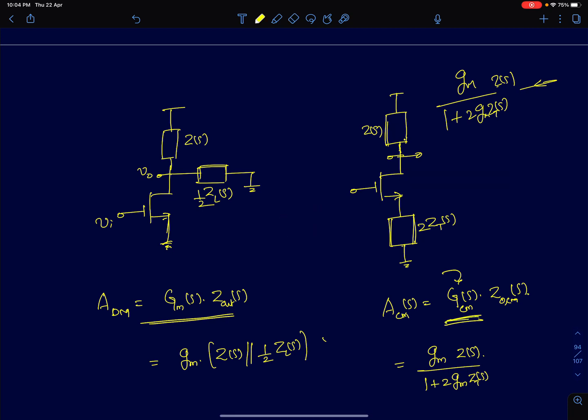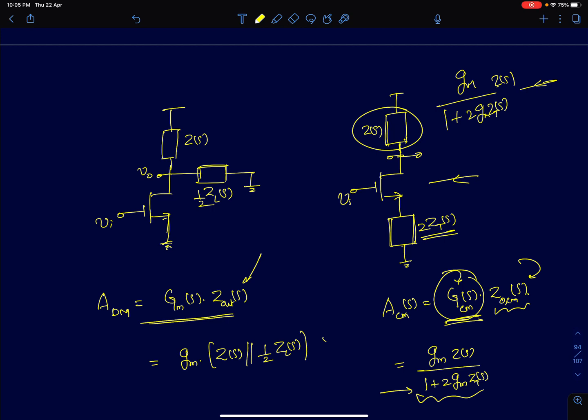Now we have GCM of S times ZOCM of S. Here ZOCM of S is the output common mode impedance, the output impedance for common mode inputs. That can also be very different from the Z out of S in a differential circuit. It can be the same, but it can be different as well. Now GCM of S, the common mode short circuit transconductance, can be expressed for this circuit, which is a simple source degenerated MOS amplifier, as GM by 1 plus 2 GM into ZT of S, because this impedance is 2 ZT of S. So you will get GM by 1 plus 2 GM into ZT of S times Z of S. ZOCM of S will be your output common mode impedance, but in this circuit, ZOCM of S happens to be Z of S.